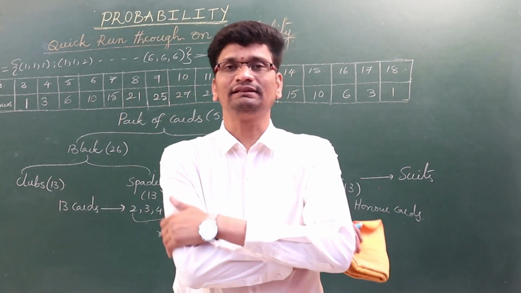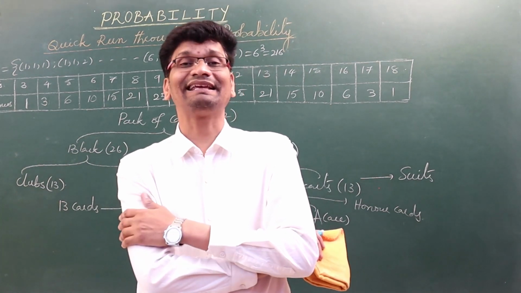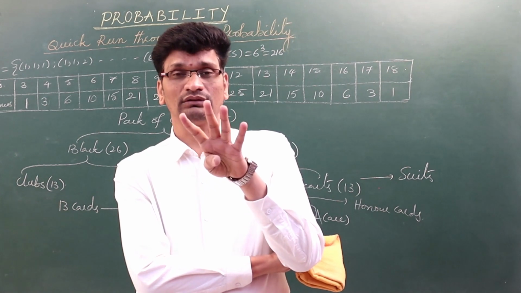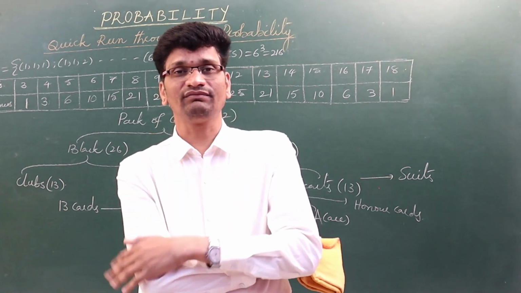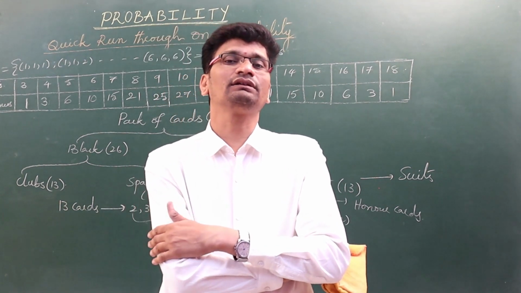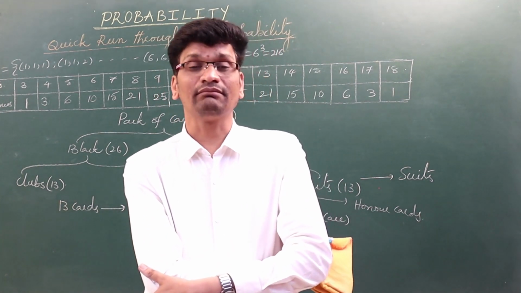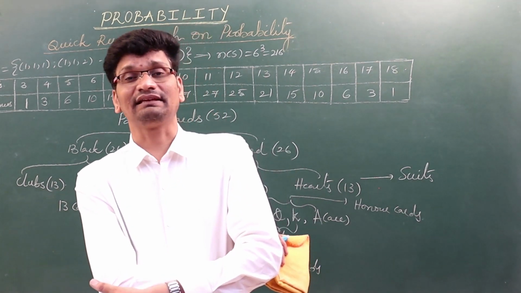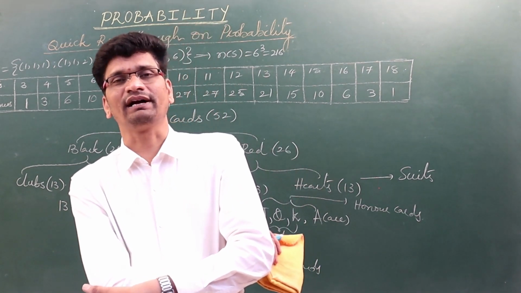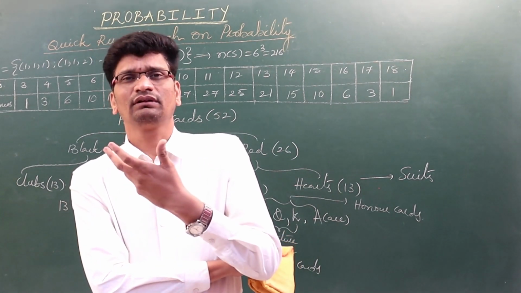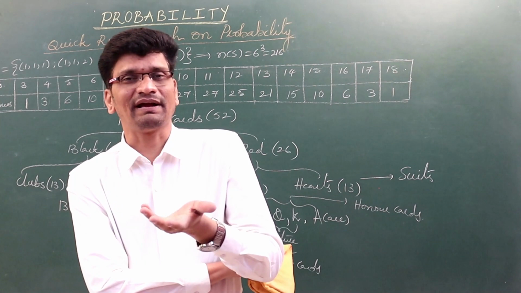Now, 2 cards are drawn from pack of cards. What is the probability that they are kings? How many kings are there in the pack of cards? 4. We need 2. 4C2 by 52C2. What is the probability that the drawn 2 cards are numbered cards? How many numbered cards are there? 36. 36C2 divided by 52C2. This is the way to solve the questions on pack of cards.